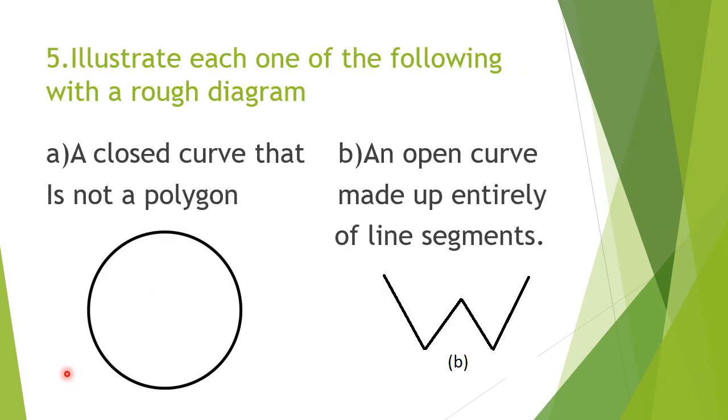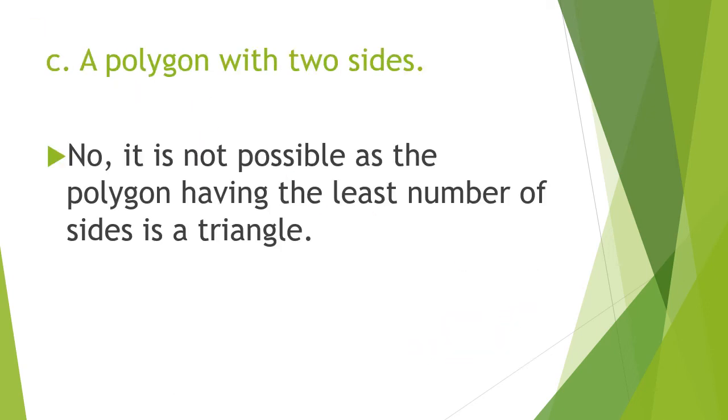Question 5. Illustrate each one of the following with rough diagram. A closed curve that is not a polygon. An open curve made up entirely of line segments. A polygon with two sides. No, it is not possible to draw a polygon with two sides because the polygon having the least number of sides is a triangle. So minimum 3 sides are required to draw a polygon.